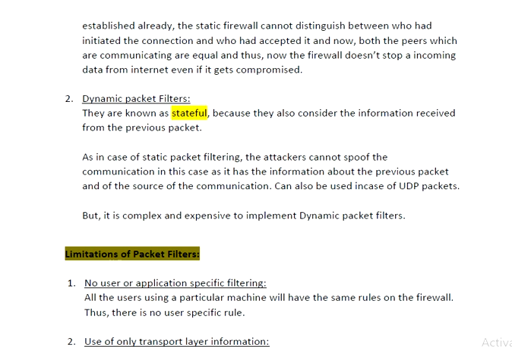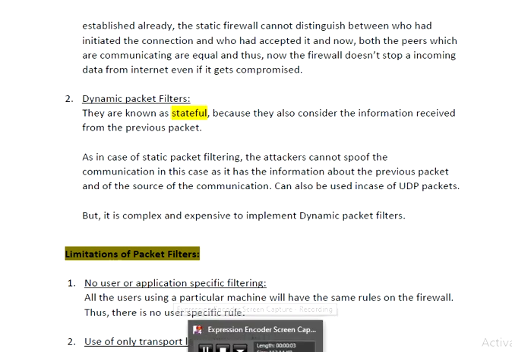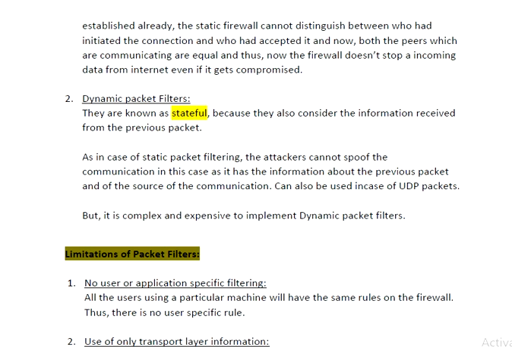Hello viewers. In this video, I'd like to discuss the dynamic packet filter, as I told you in my last video about the static packet filter. Dynamic packet filters are called stateful because they also consider the information received from the previous packet.